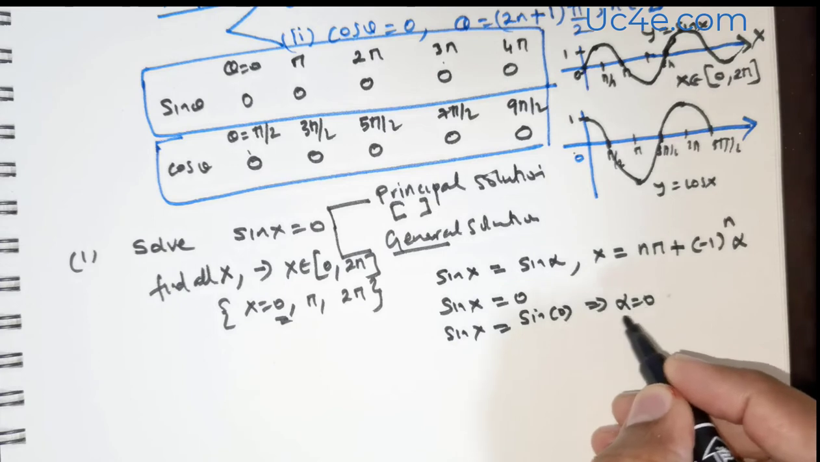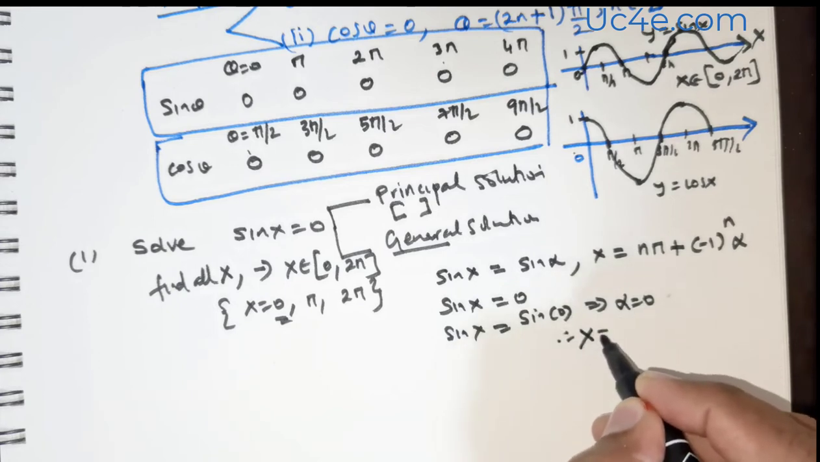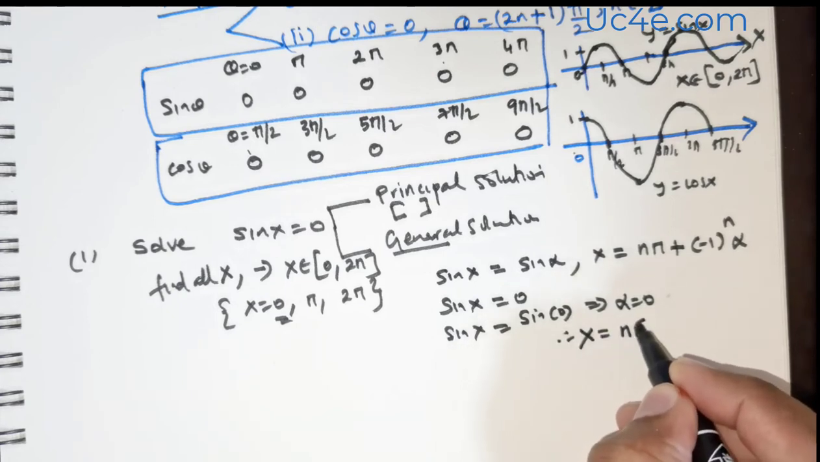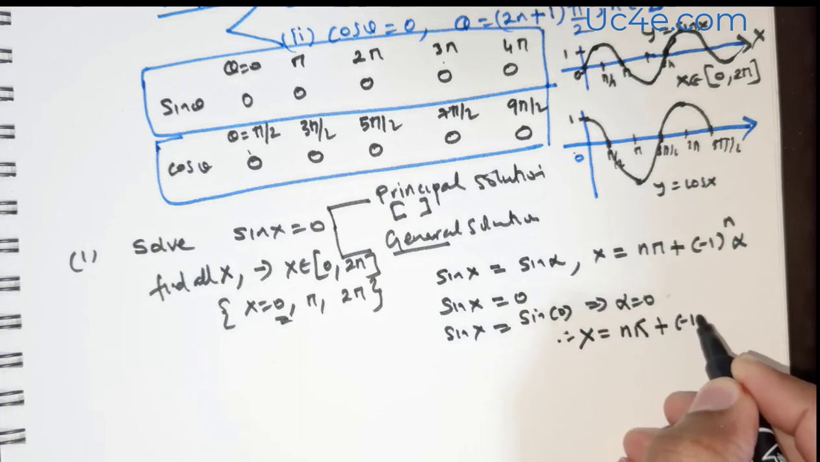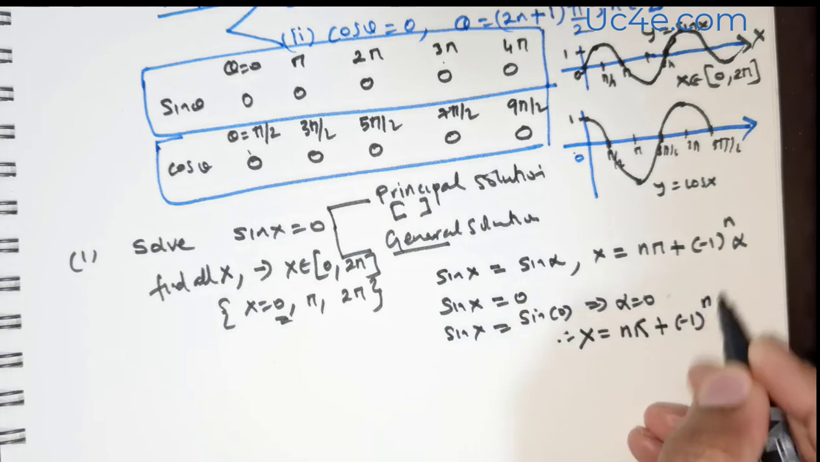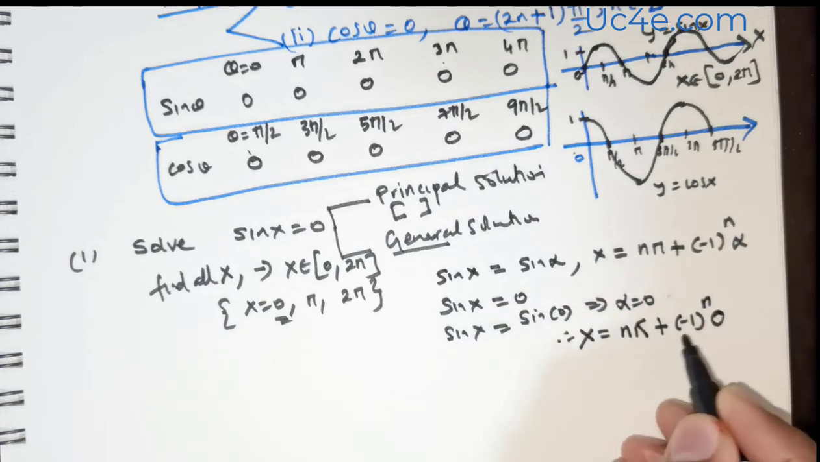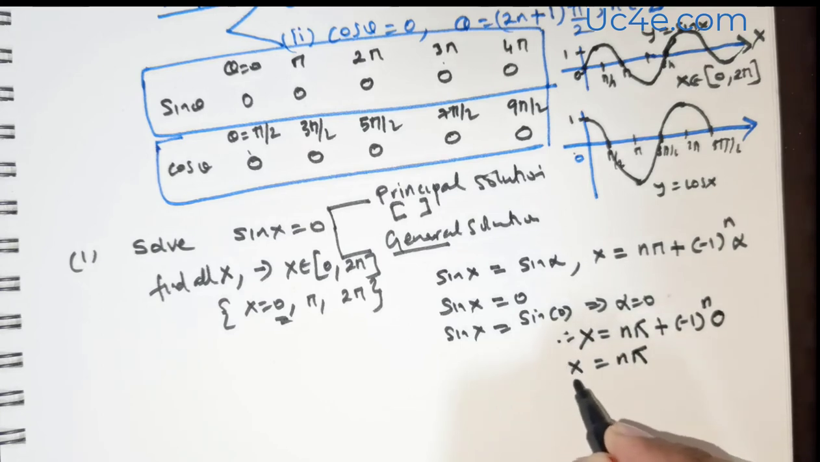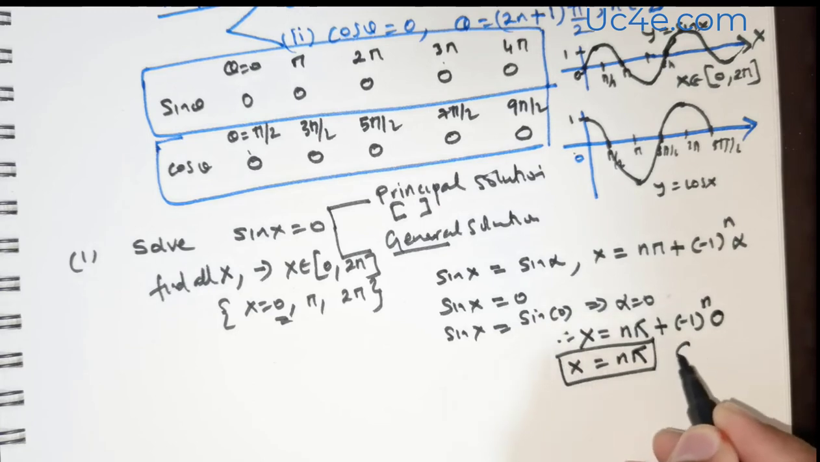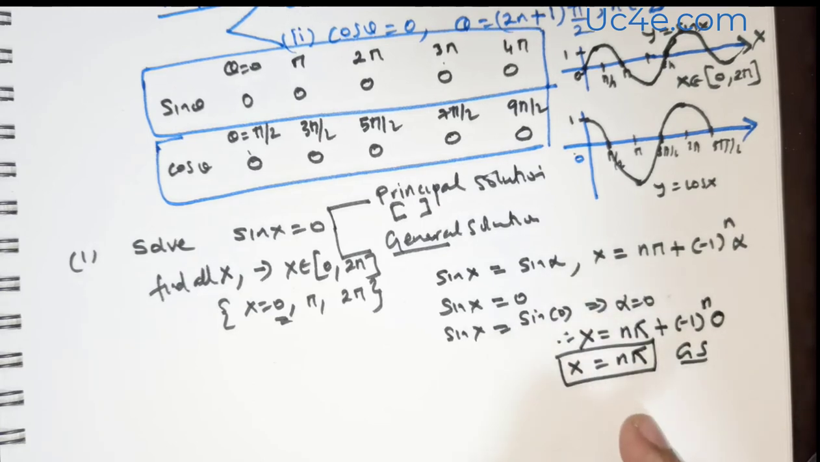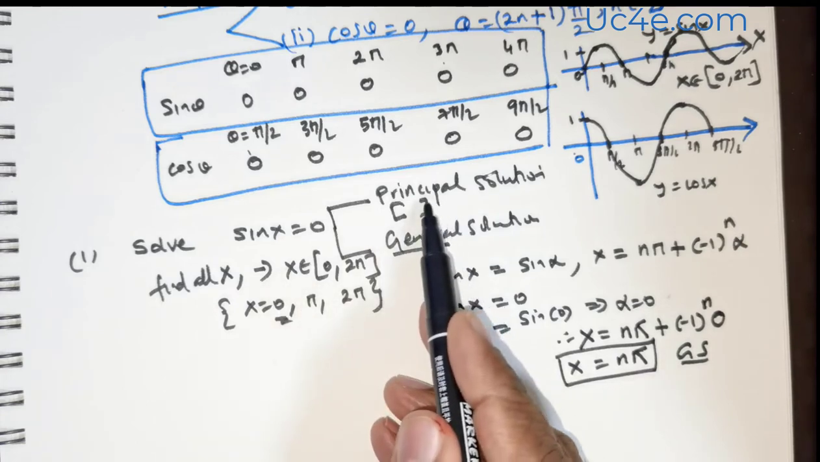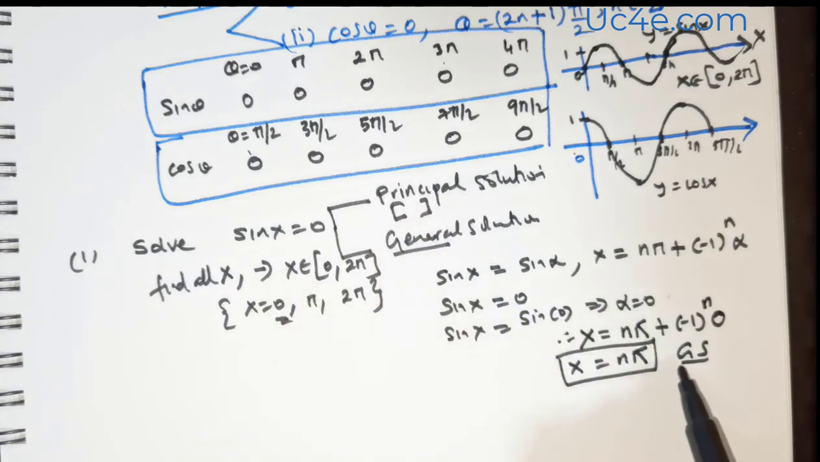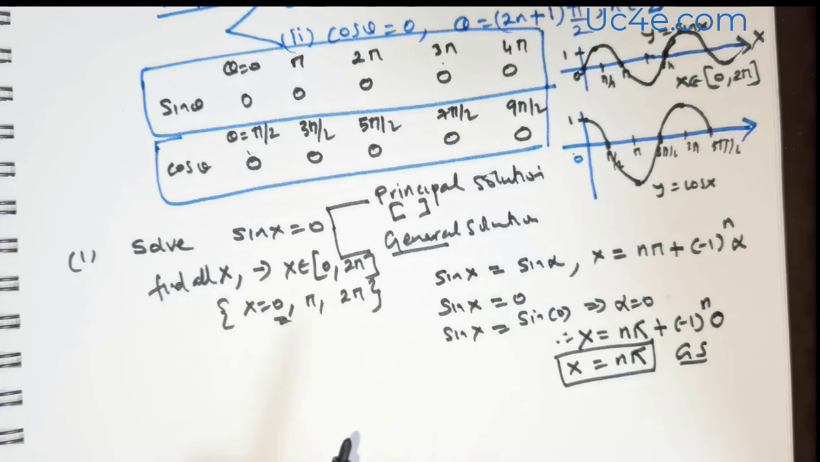Now since I've got alpha, therefore the general solution is going to be x is equal to n times pi plus negative 1 raised to the power of n. Alpha is equal to 0, so place the 0. So 0 multiplied by anything would give me 0, eventually leaving me with x is equal to n pi, which is the general solution. So that is how you obtain the general solution for this particular question. So I've got the principal solution as well as the general solution. So that would be the conclusion for this question.